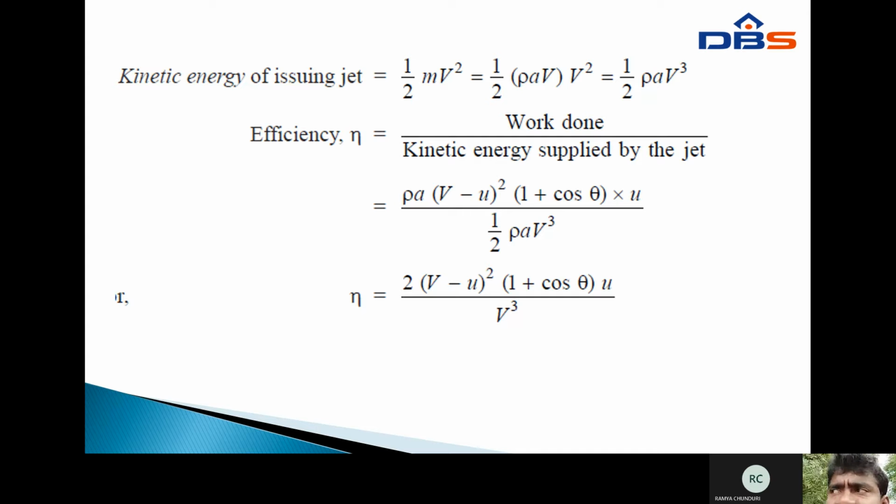Next, the efficiency of the jet. Efficiency equals the work done divided by the kinetic energy supplied by the jet. The work done is ρa(v − u)²(1 + cos θ)·u. This is the work done equation. The kinetic energy supplied by the jet is 1/2 ρ a v cubed. Therefore, the efficiency equation is 2(v − u)²(1 + cos θ)·u / v³. This is the efficiency of the moving curved plate equation.